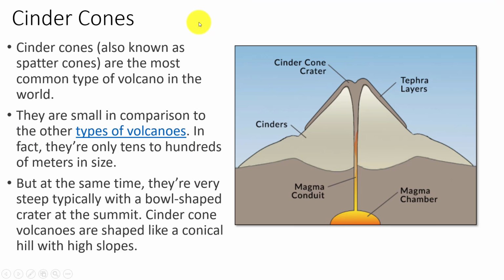With a cinder cone, they're also called spatter cones. And this is the most common type of volcano in the world, and they're small in comparison to other types of volcanoes. So they can be tens to hundreds of meters in size, and at the same time, they're very steep with a bowl-shaped crater at the summit. And the cinder cone volcanoes are shaped like a conical hill with high slopes. They have a conduit and a magma chamber, and you can see here is a cross-section of a cinder cone.